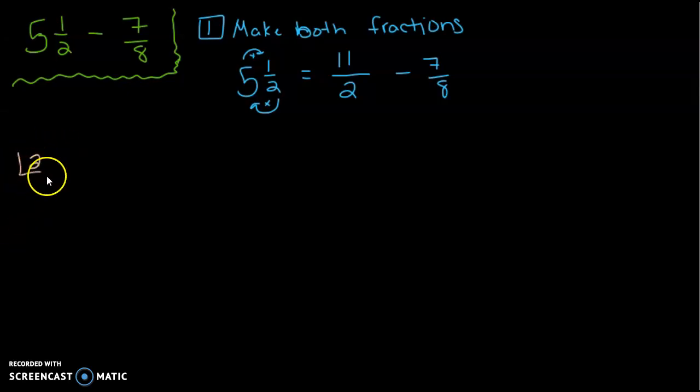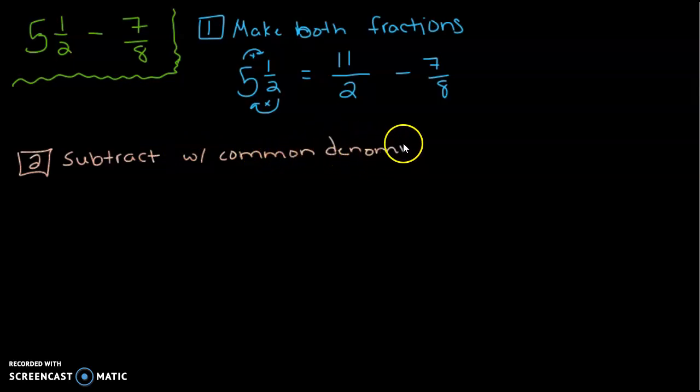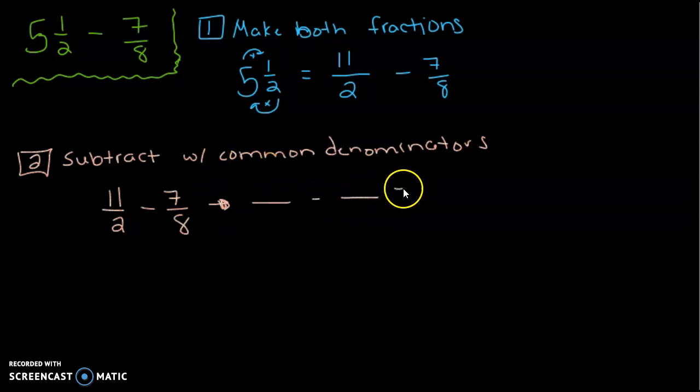So then we have step 2. Now we need to actually subtract them. We need to subtract them with common denominators. Okay, so we have 11/2 minus 7/8. The first thing we have to do is ask ourselves, do they have common denominators? That's not true. They do not. So we need to put them to common denominators in order to do our subtraction.